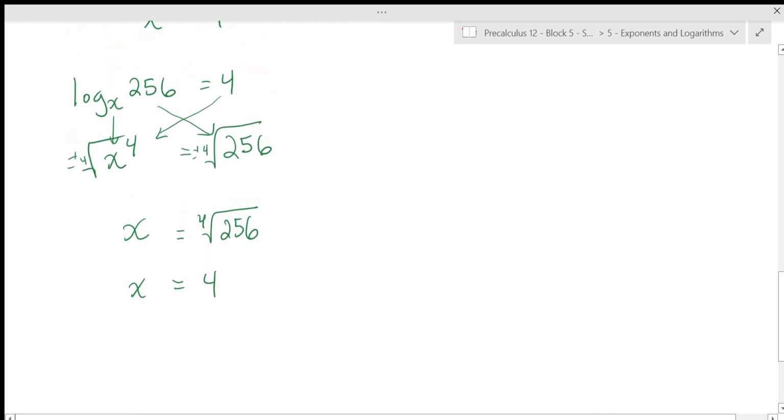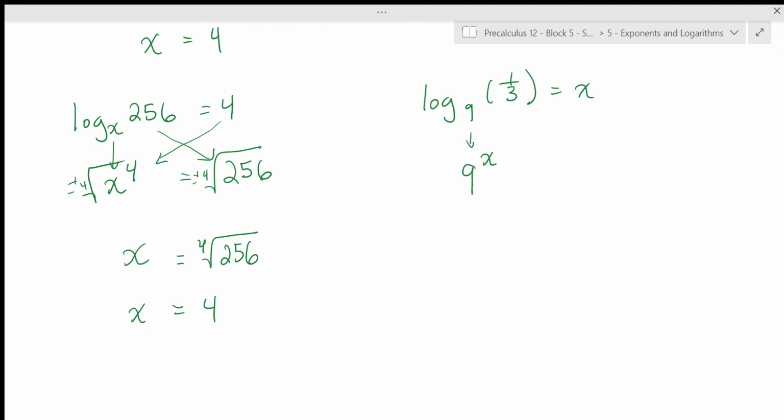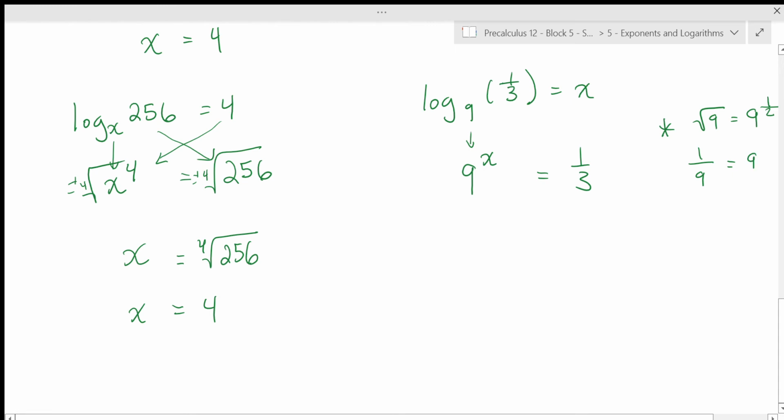So one more example. We have log base 9 of 1/3 equals x. That question is asking us, 9 to what power is equal to 1/3? I want to take the square root of 9. We have to recall that the square root of 9 is 9 to the 1/2. We also have to recall that 1 over 9 is 9 to the negative 1. So if I want to reciprocate something, it's a negative exponent, and if I want to root it, it's a fractional exponent with that root as my denominator.